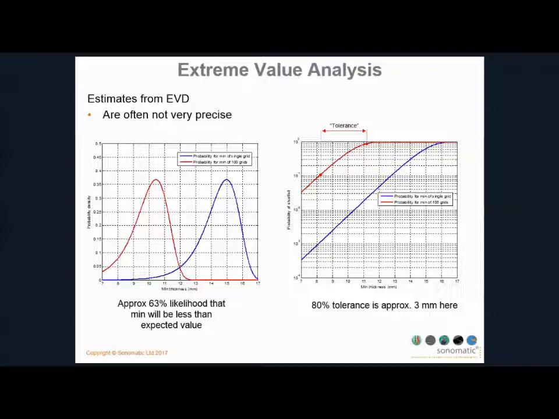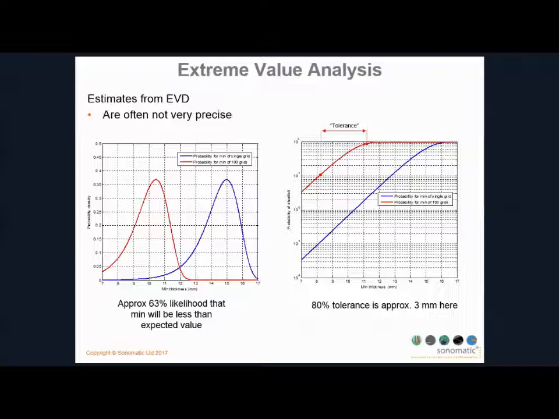But there's a significant probability, in other words, a large area under the curve to the left, and that's about 63% likelihood that the minimum would be less than that expected value. And even if you follow that curve down to 9 millimeters, for instance, there's still a reasonable likelihood, in other words, reasonable area under the curve, that the minimum could be less than that. So that's illustrated, I think, a bit better on the graphic on the right, which showed the red line there shows the probability of shortfall for the minimum of 100 grids in this case.